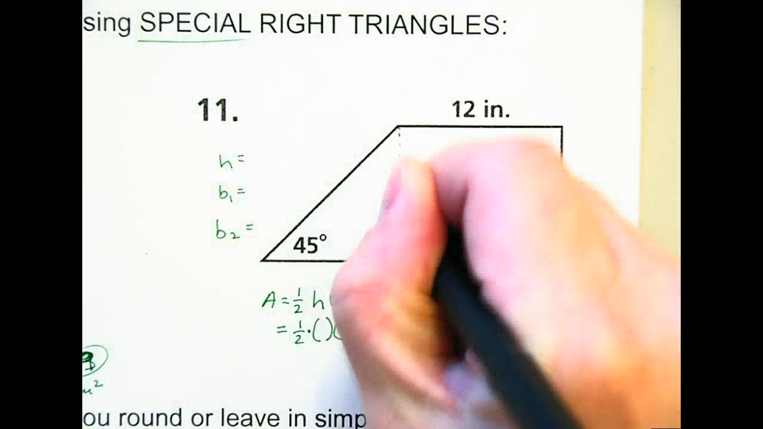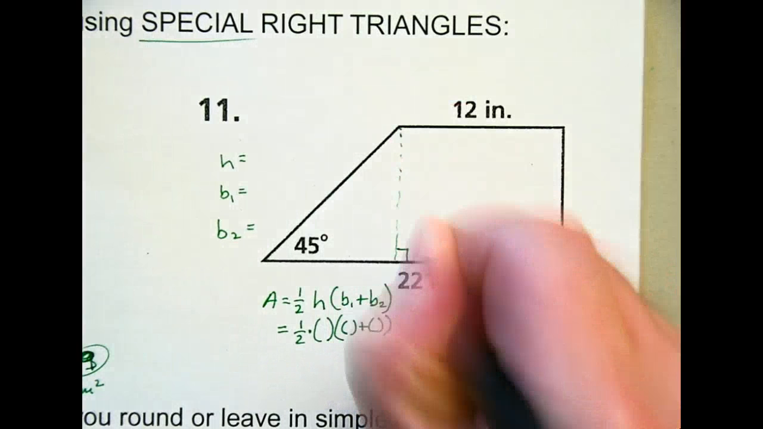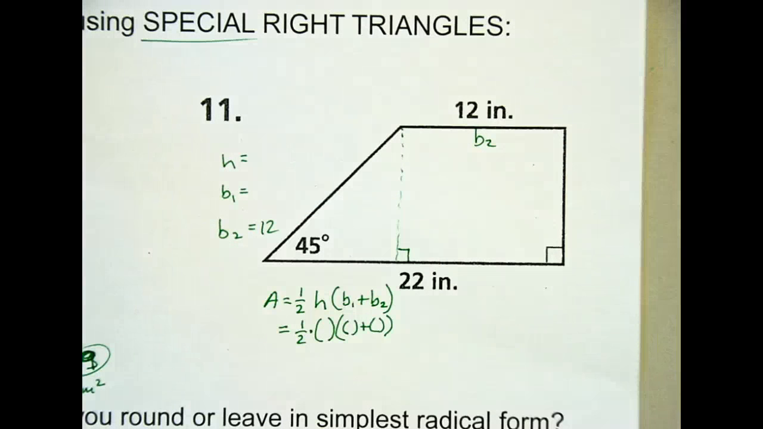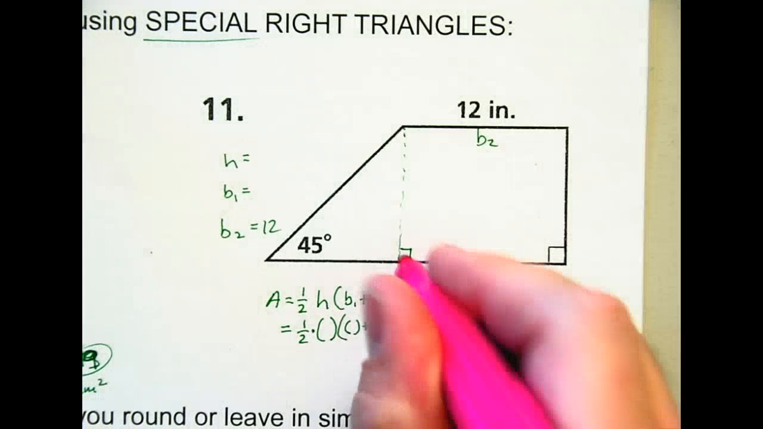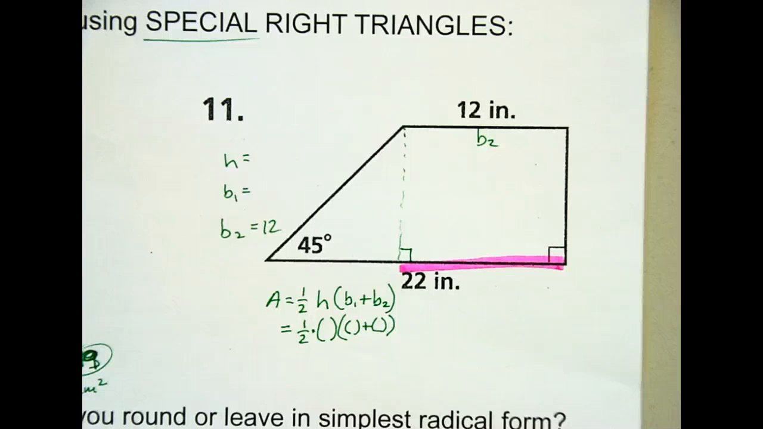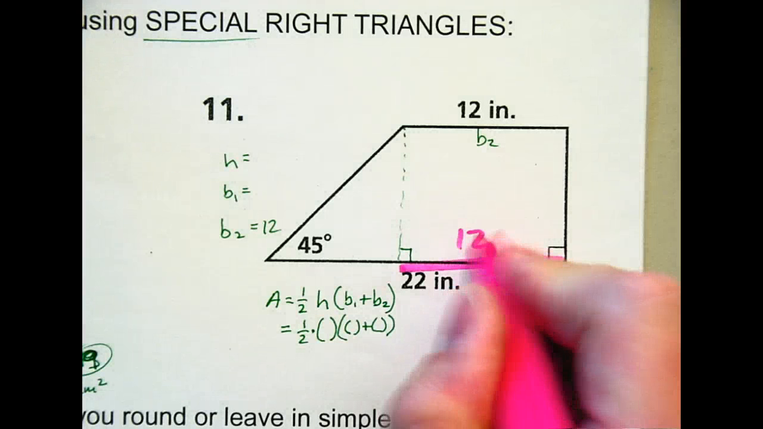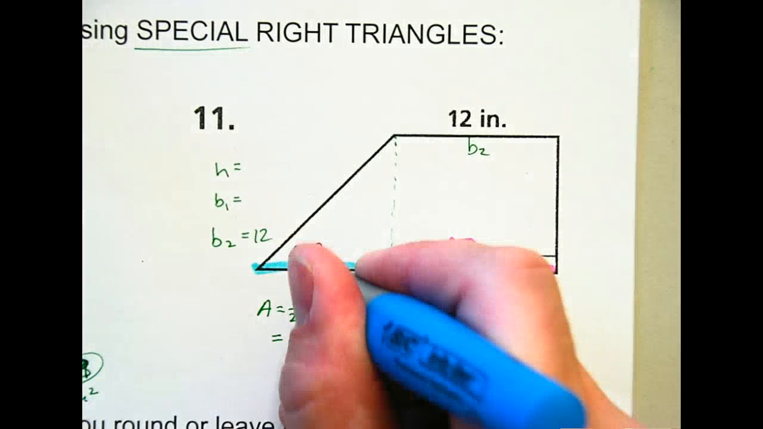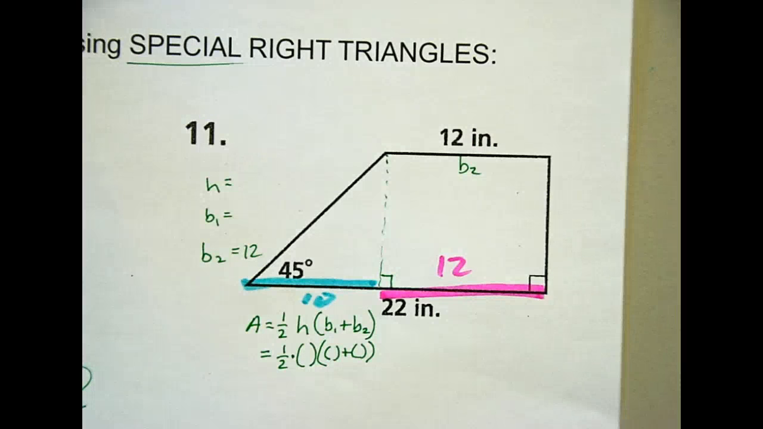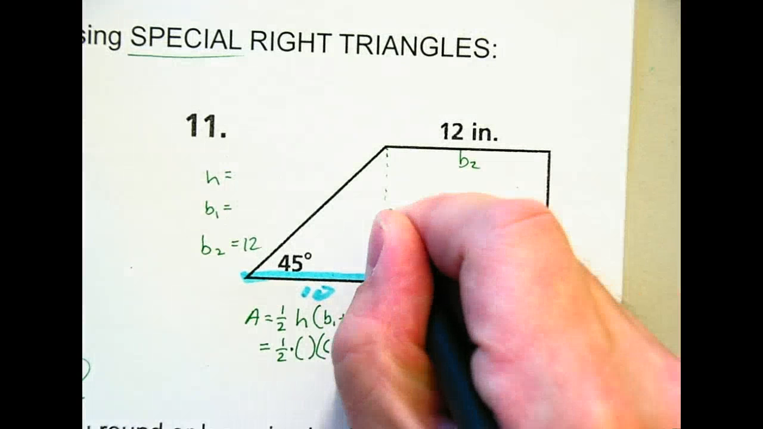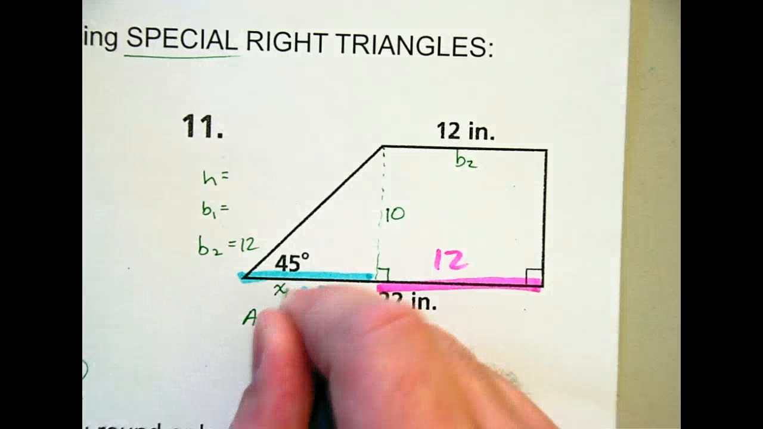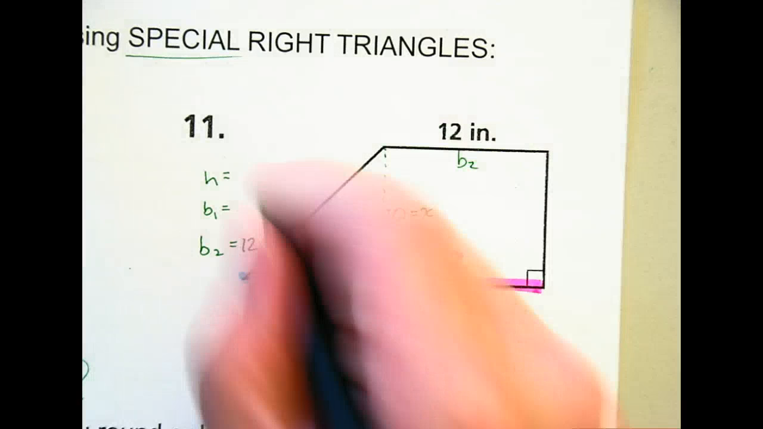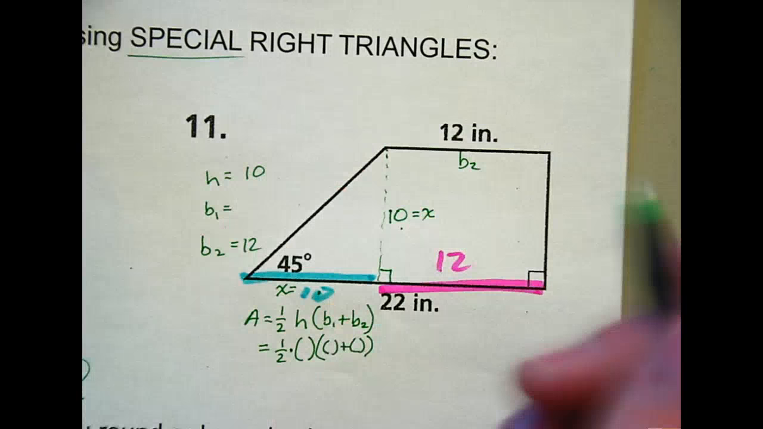All right, hopefully everyone dropped that altitude. Base 2, I'm going to call 12. Base 1, this piece right here, just like Logan said earlier, that part's 12. It's a rectangle, so this part then has to be 10. So this is then also 10. In a special right triangle, 45-45-90, that's x, that's x, that's x root 2. That's 10. And then we got 22 here.